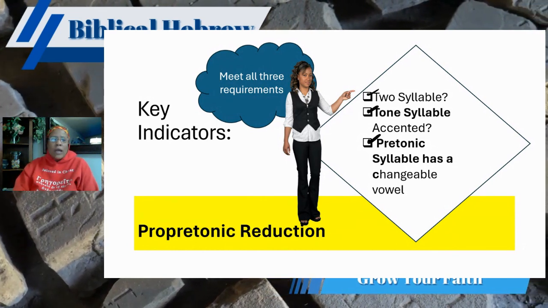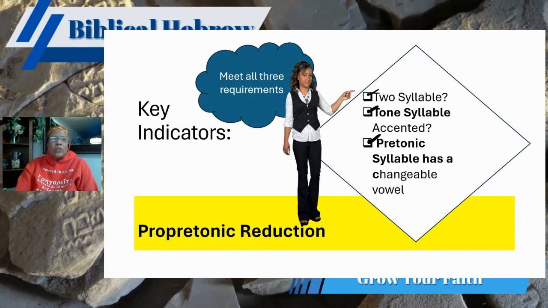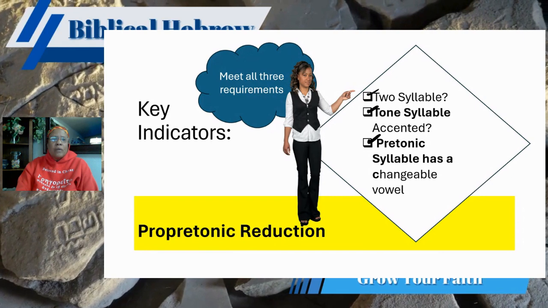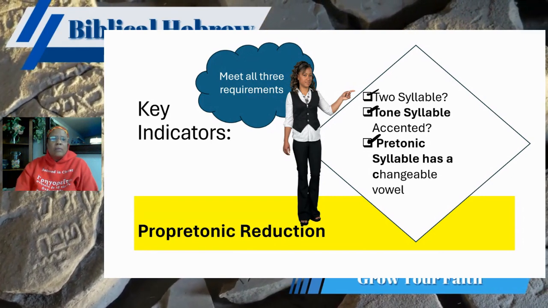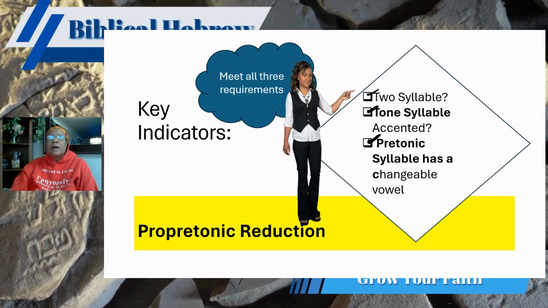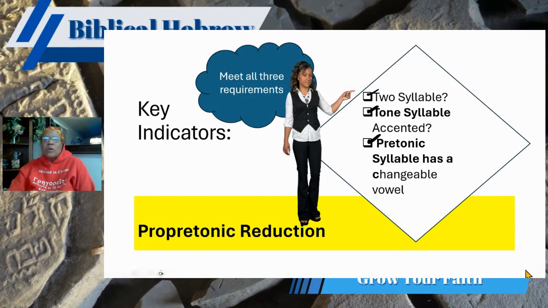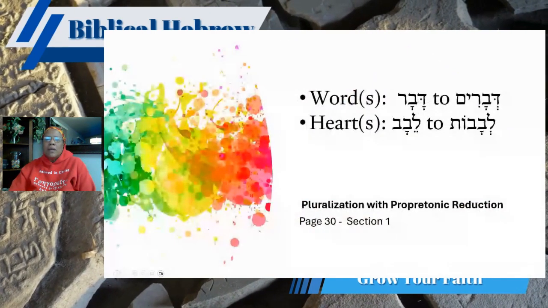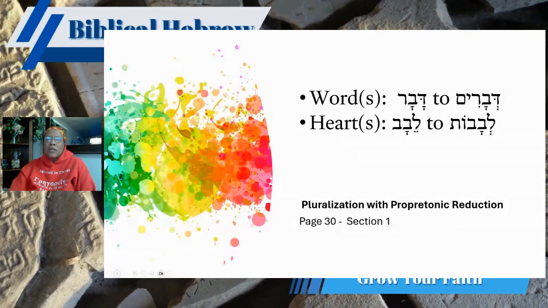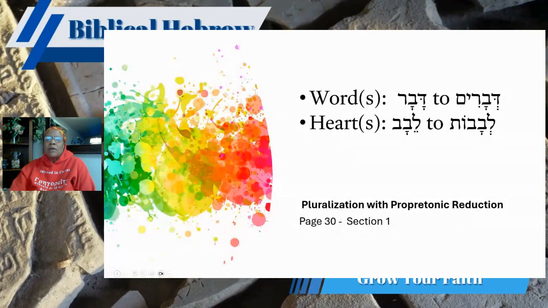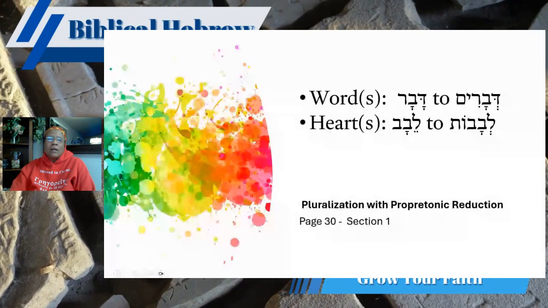Okay, let's take a look at what words we're going to use. And my little screen decided that it wanted to go all the way up to the top of the screen, and we don't want that. All right, so two words, one is davar to devarim, and the other one is lavav, and we're going to change that to the pluralization, lebavot.